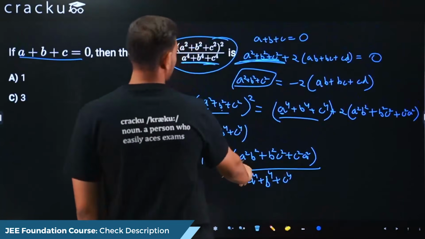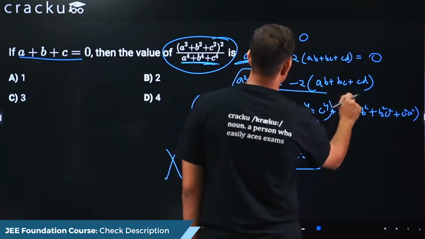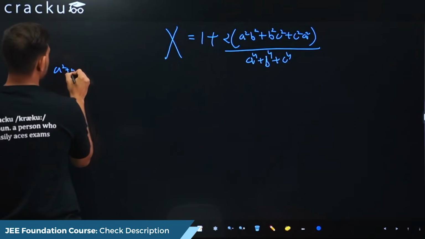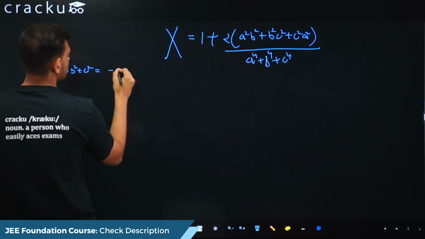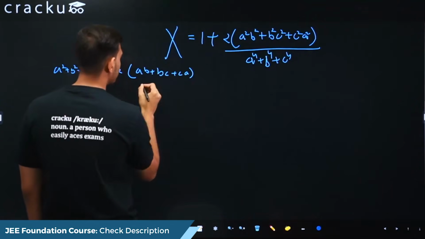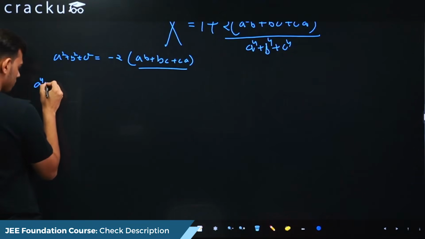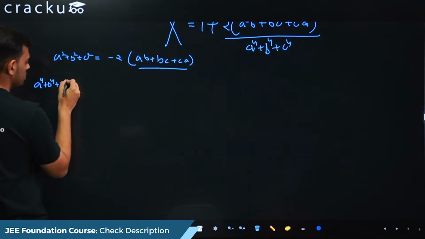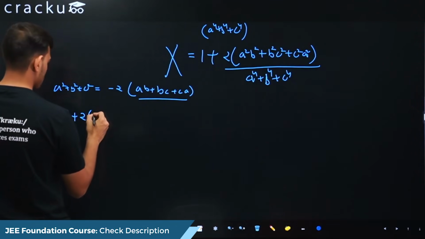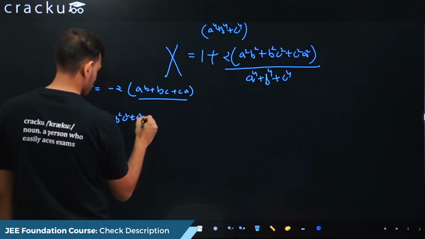Now, can I calculate value of this? Yes, I can. I'll use this expression. How? So, a square plus b square plus c square was minus 2 times ab plus bc plus ca. I need the value of this squared. I'll square on both sides. I will get a4 plus b4 plus c4 plus twice of a square b square plus b square c square plus c square a square.